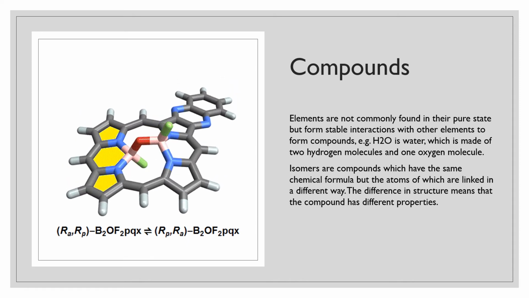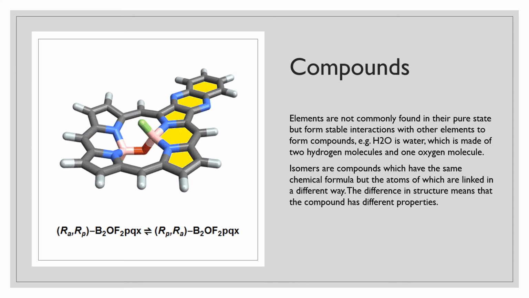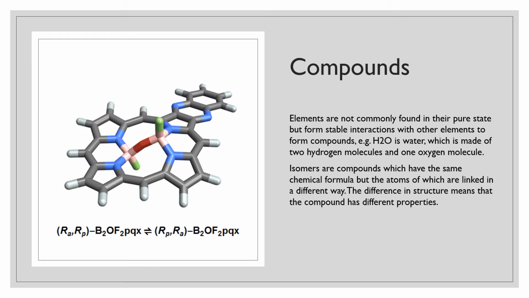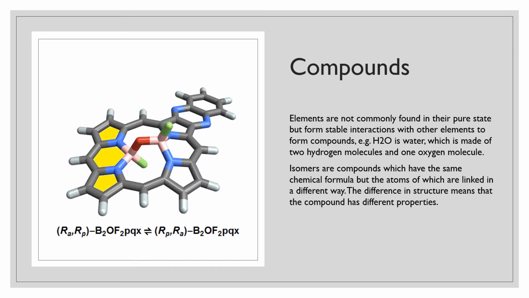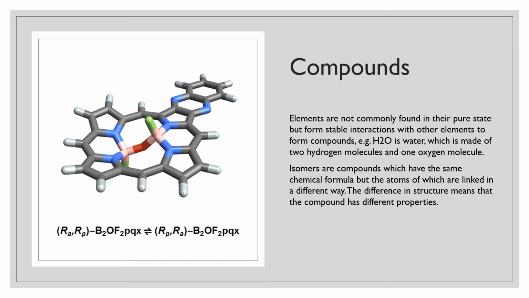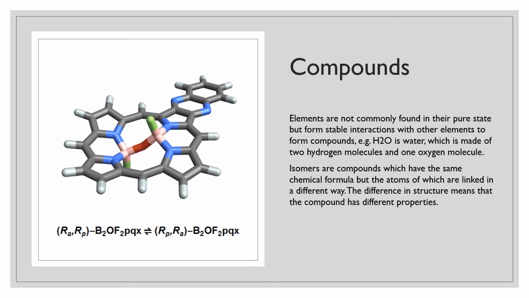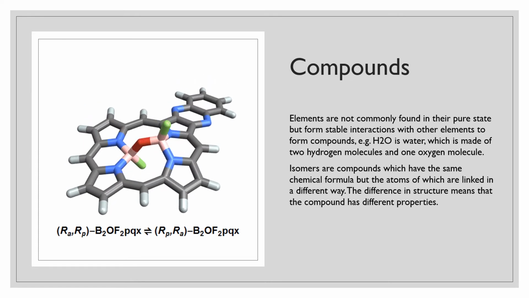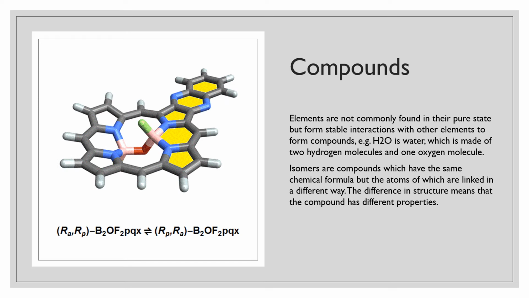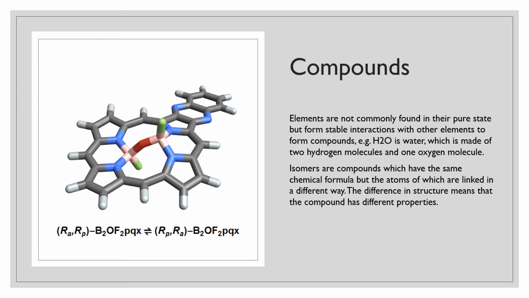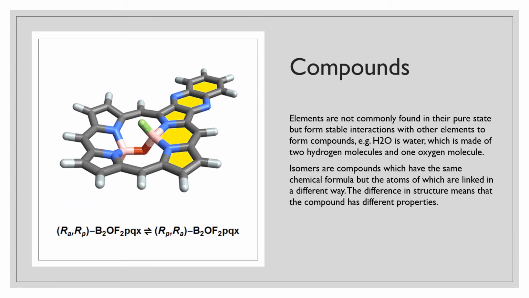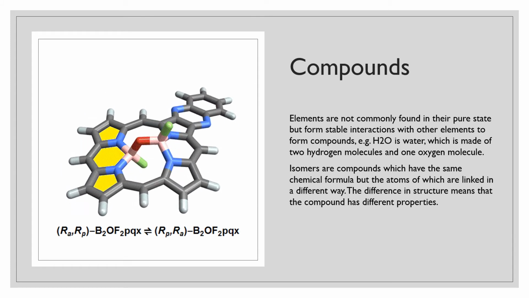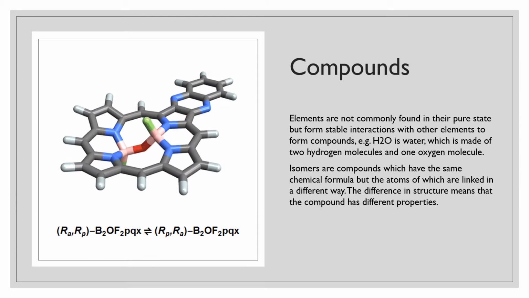Compounds. Elements are not commonly found in their pure state, but form stable interactions with other elements to form compounds, such as water, H2O, which is made of 2 hydrogen molecules and 1 oxygen molecule. Isomers are compounds which have the same chemical formula, but the atoms of which are linked in a different way. The difference in structure means that the compound has different properties.